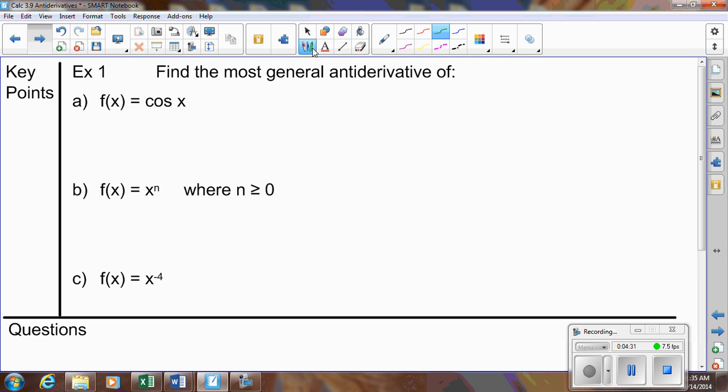What is the general antiderivative for f of x equals cosine of x? The antiderivative, which we will write with a capital F. So we're basically saying what will give you positive cosine for its derivative. That's negative sine of x plus some constant.